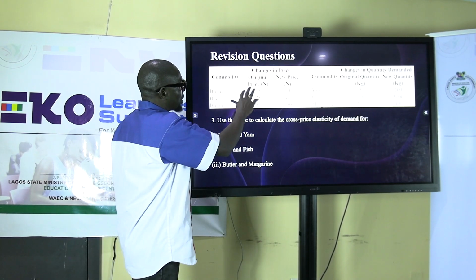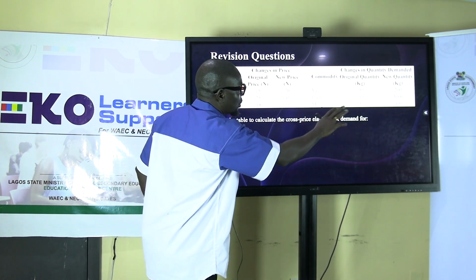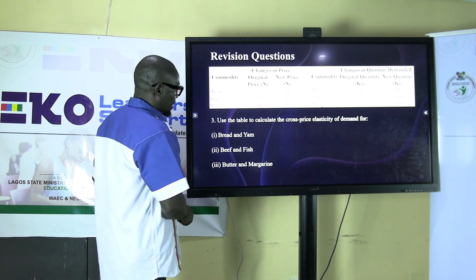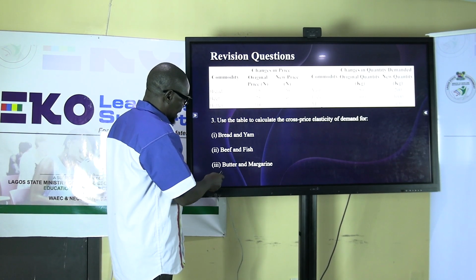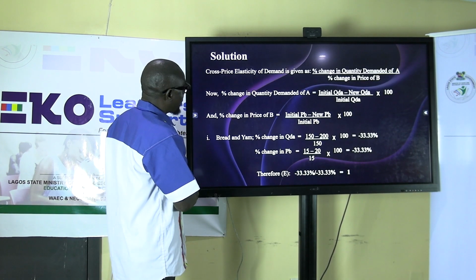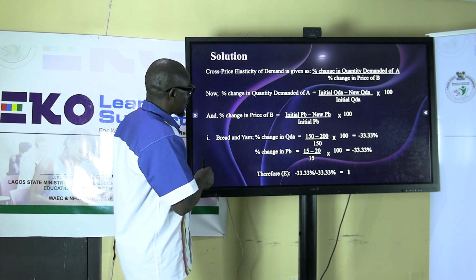Now, we have the original price and the new price for bread, and the original quantity and the new quantity for yam. The cross price elasticity of demand for bread and yam would therefore be calculated using the formula that says we get the ratio of the change in the quantity demanded of yam and compare it to the ratio of change in price of bread.